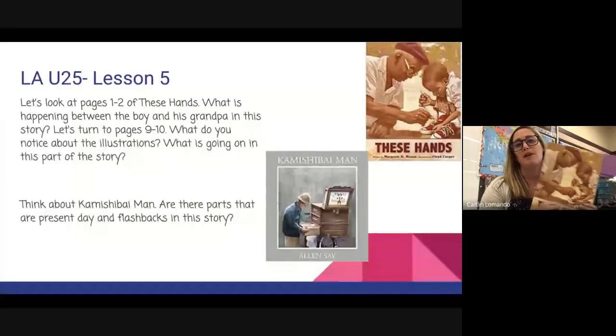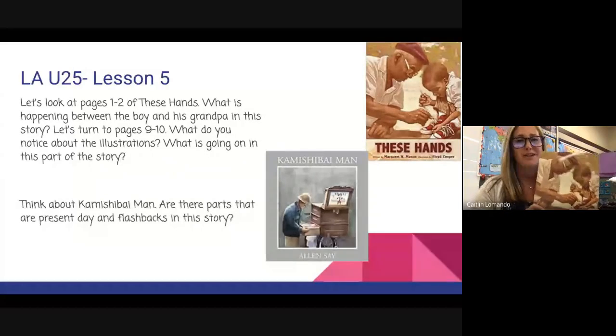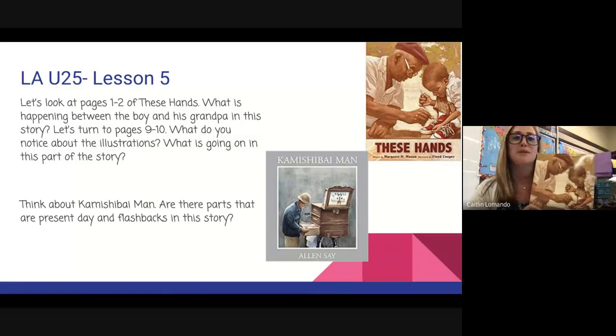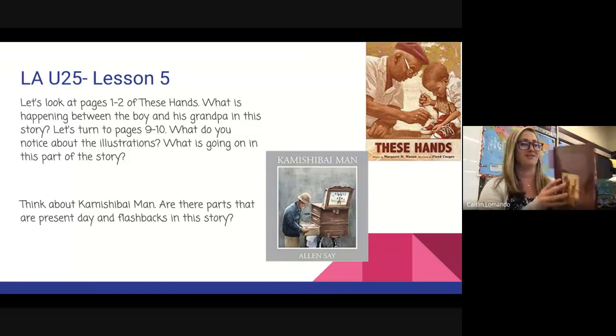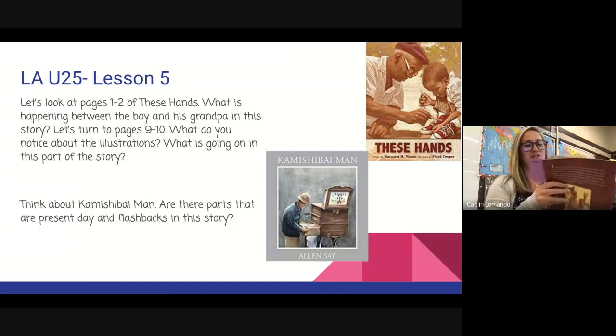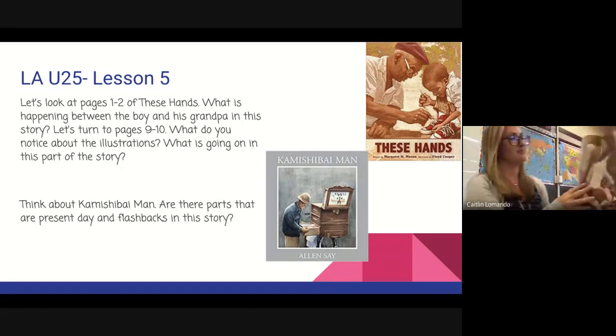This is a book that we may not be familiar with yet, but I want to read just a few pages of this book to you. First, I'm going to read pages 1 to 2. I want you to think about what's happening between the boy and his grandpa. So here's pages 1 to 2.